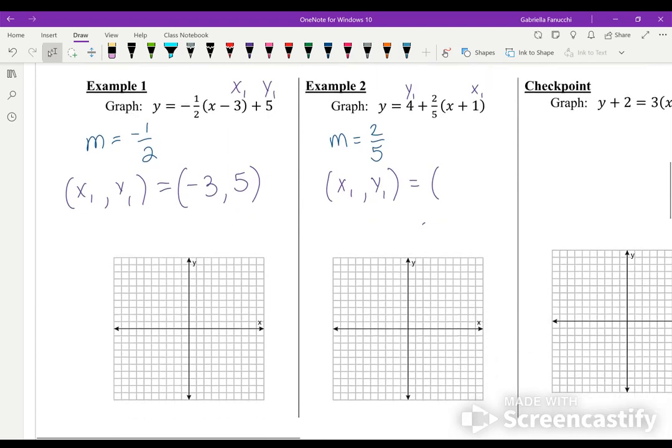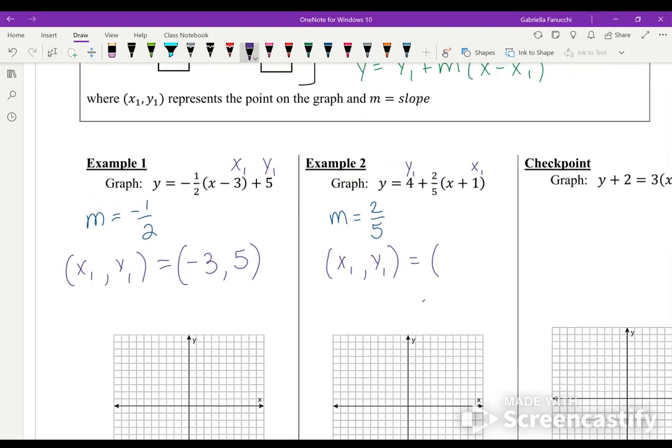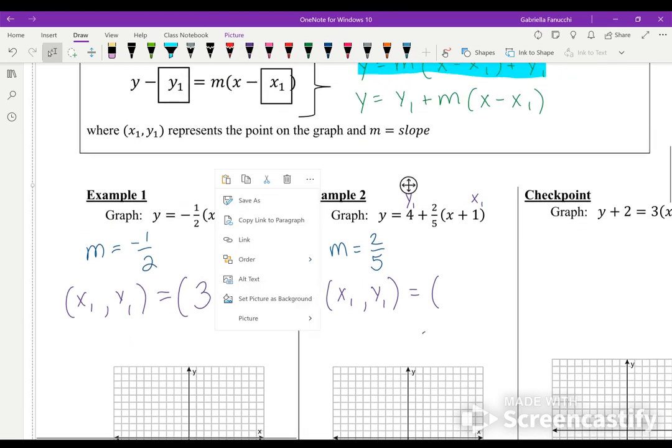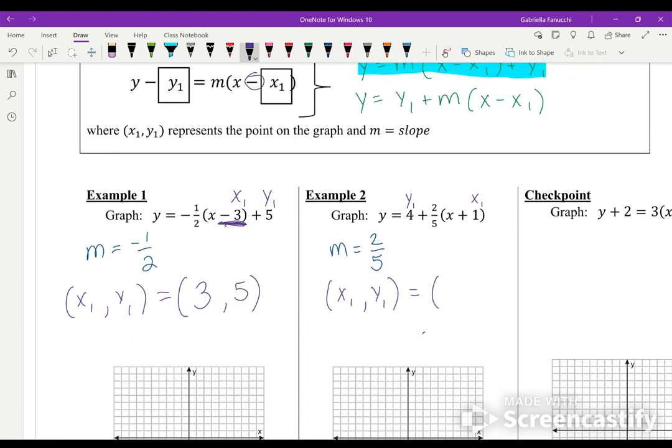Apologies. Go back to example 1. So you see how it has the -3 right here? That means we take the opposite sign. It's going to be +3. I know my graph looked a little weird. It's always going to have the minus right there, so your x1 and y1 is actually positive because it's subtracting.